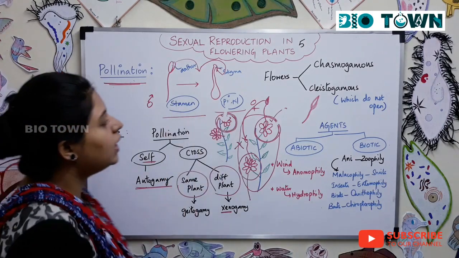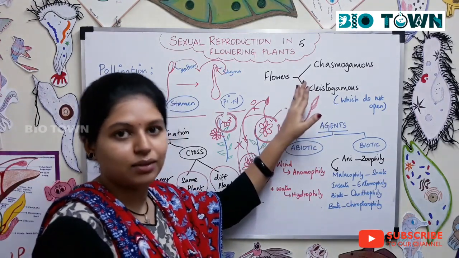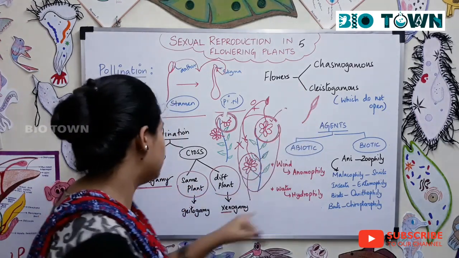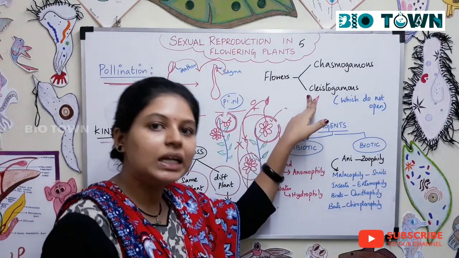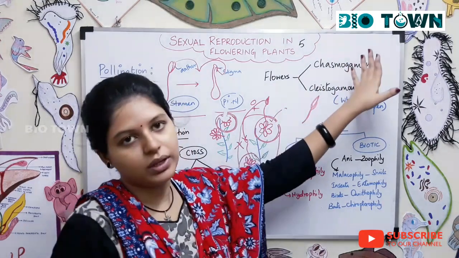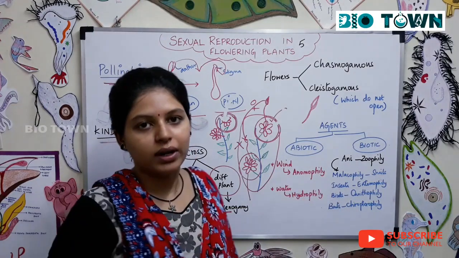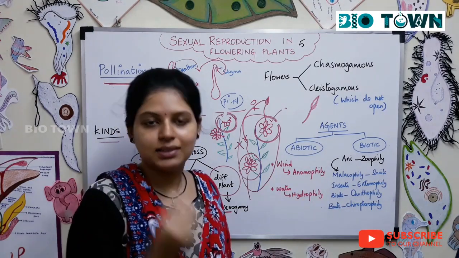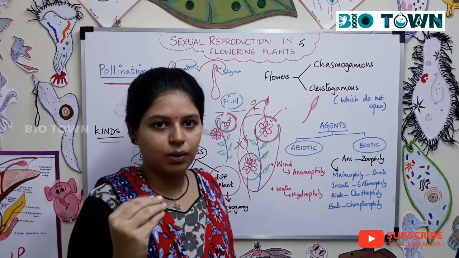stamen and the pistil interaction will happen only inside the flower, because there's no chance of cross pollination. So that type of flower you call cleistogamous, and the other type of flower you call chasmogamous flower. Next we'll talk about the agents of pollination. What are the agents that help in the transfer of pollen grains to the female flower, right?